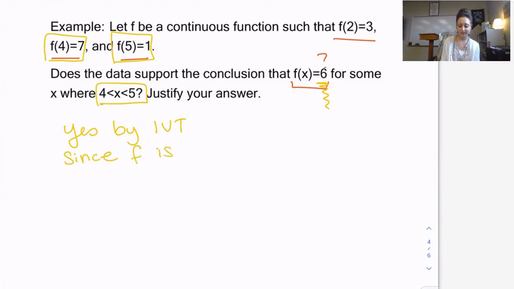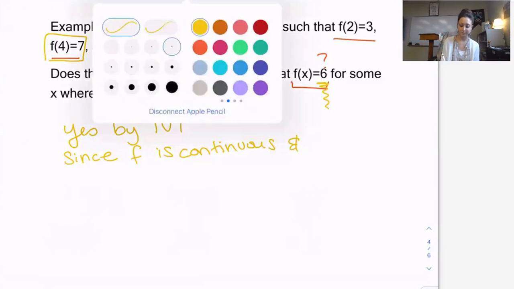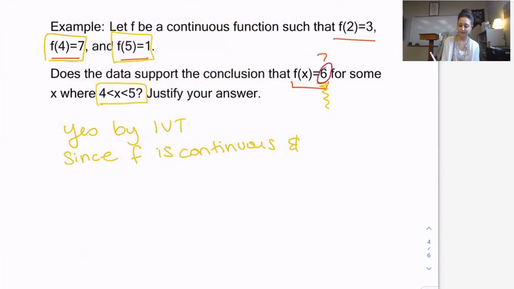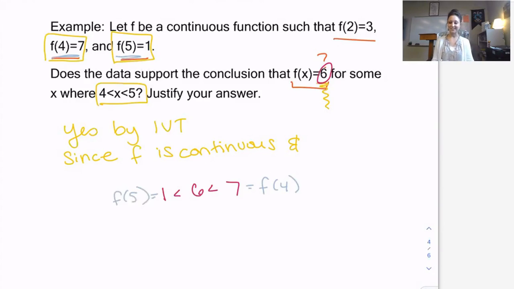So since f is continuous, and then we show the math. So I like to start with the number I'm trying to prove exists, in this case 6. So 6 is between 7 and 1, the 2 given y values there that I boxed. So I'm going to put 1 here and 7 here. And then 7, if we come back here, is f of 4, right? And 1 was f of 5. So this is how our final statement looks.